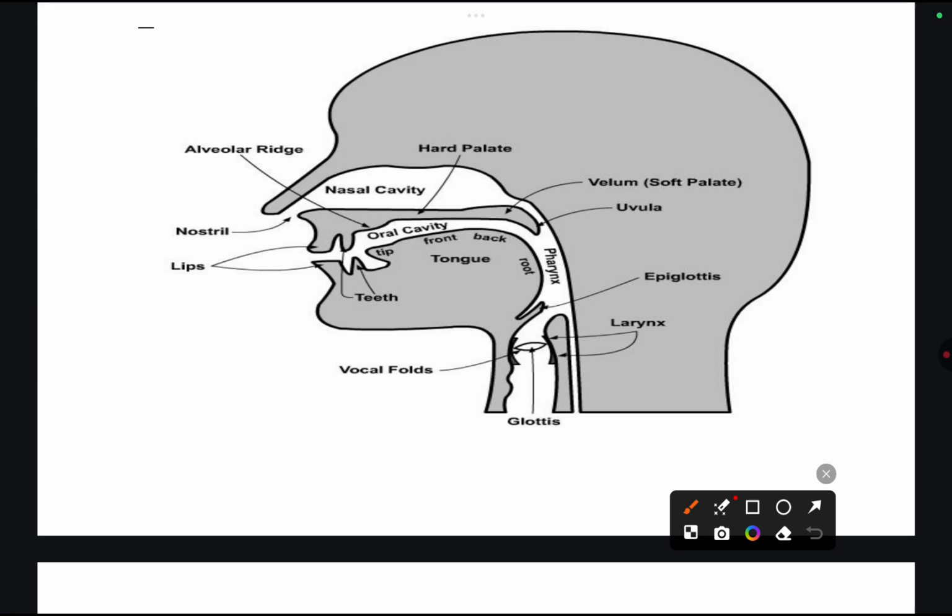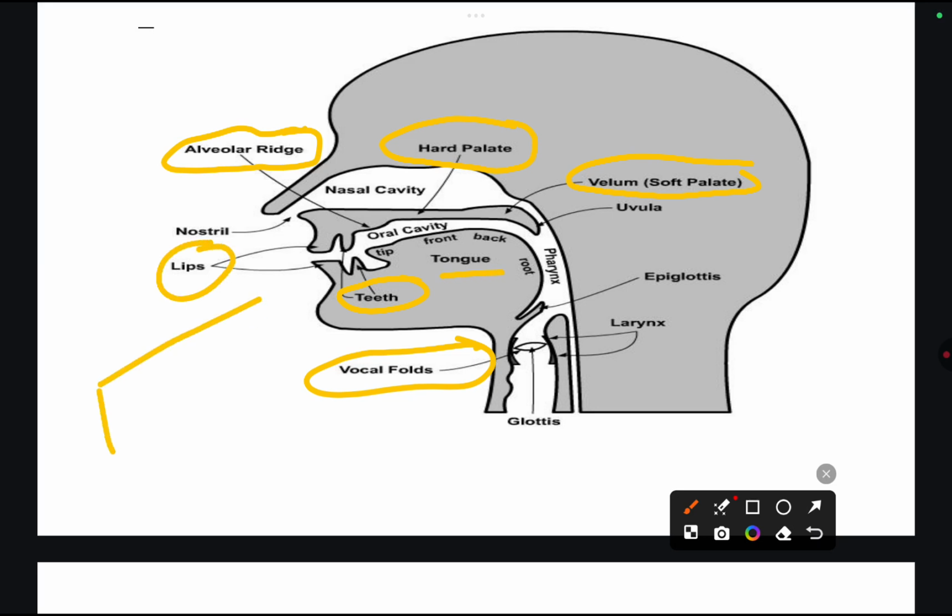Friends, first will be the alveolar ridge. Just remember where it is, alveolar ridge. Now you can see where the hard palate is. This is the soft palate, you can see here. Then vocal folds, you have seen here. Now these are the teeth: the lower teeth and the upper teeth. Lips, you must know. Tongue, you must remember the tongue has four parts: tip, blade, front and back. So these are some of the important parts of the organs of speech.